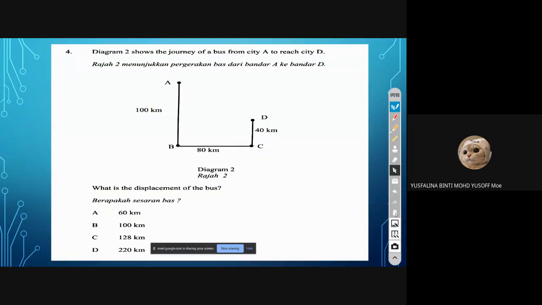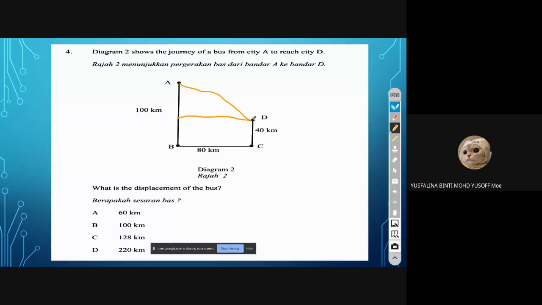Diagram 2 shows the journey of a bus from city A to reach city D. What is the displacement of the bus? Displacement is the shortest distance with a specific direction. So if I want to go from A to D, the shortest distance should be this way, right?